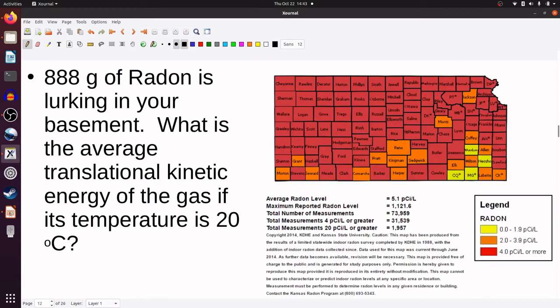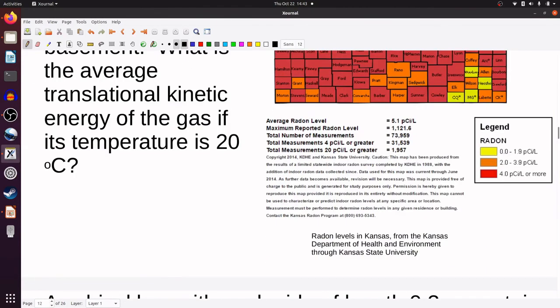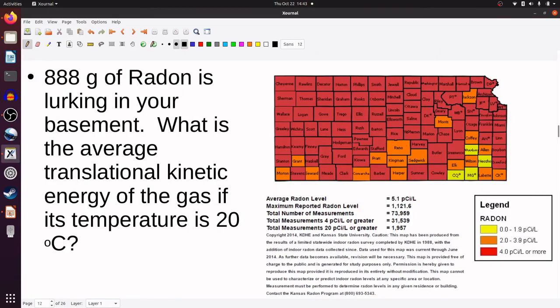So this is something I got from Kansas. Where did I get this from? K-State? Radon levels in Kansas from the Kansas Department of Health and Environment through Kansas State University. So if you're in a county with yellow, not a lot of radon in your basement. Orange, you've got some radon in your basement. Red, lots of radon in your basement. Where does this radon come from?